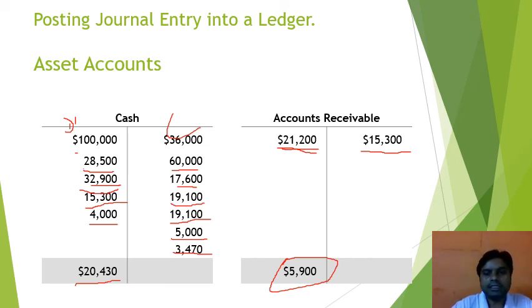So we have illustrated the cash account's debit and credit amounts, and the accounts receivable's debit and credit amounts. The rest of the accounts I will discuss in the next video. Go through it and understand how we post the transactions of the journal entry into the accounts, into the ledgers. Thank you.